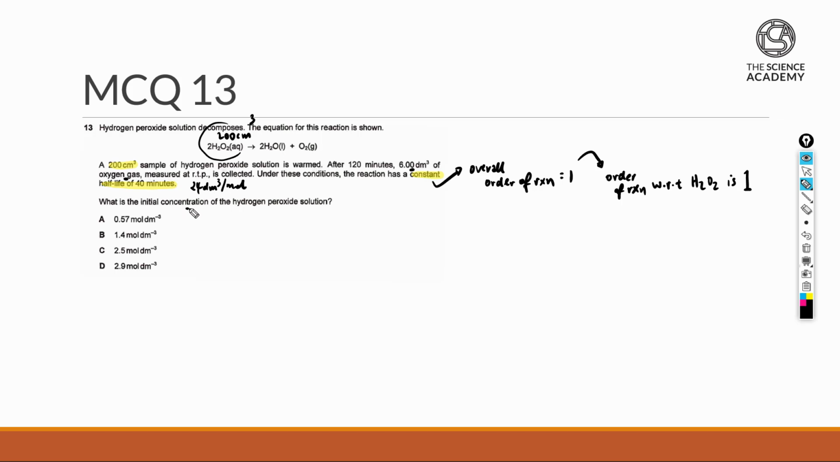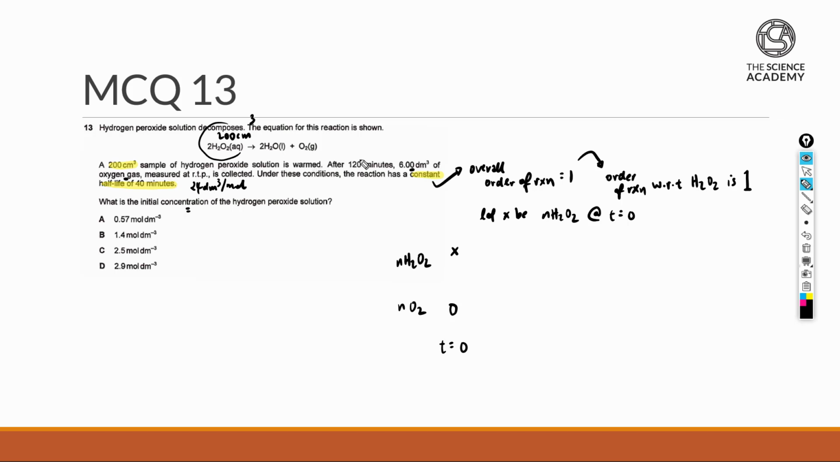Now we're going to go back and find out the initial concentration of hydrogen peroxide solution. What I'm going to do first is let X be the number of mole of hydrogen peroxide at time equals 0. That means the experiment has not started at all. So the number of mole of peroxide as well as the number of mole of oxygen at time equals 0: the mole here is going to be X for peroxide, and it's going to be 0 for O2 because it's a product.